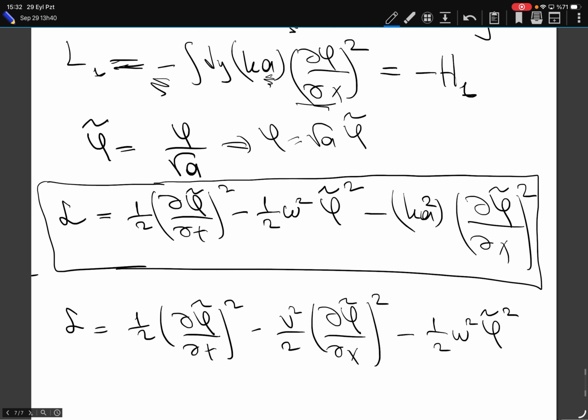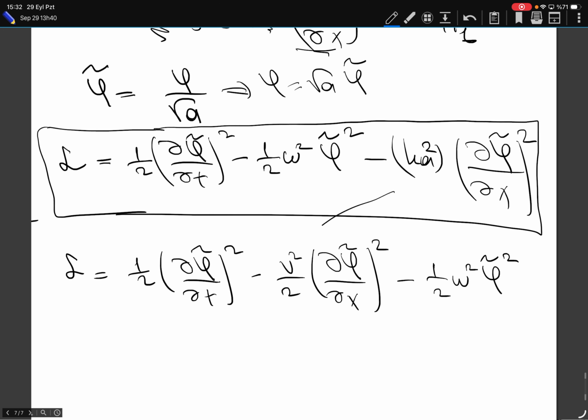Well, we will see that this Lagrangian, they basically look the same, with k times a squared identified as the velocity v squared. Well, this will describe waves which move with velocity v, some kind of waves.